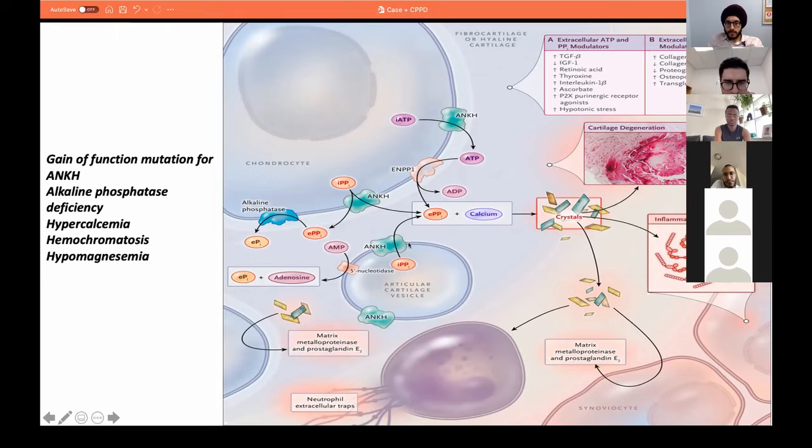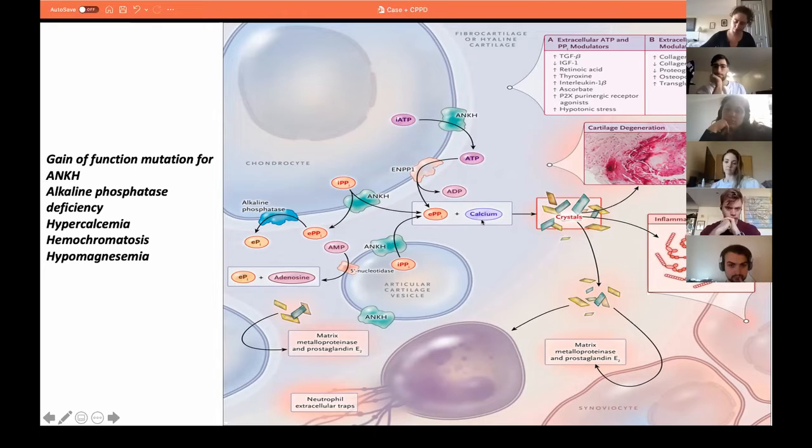Here we have the pyrophosphate, and here we have the calcium. Any change in these two can cause precipitation of crystals into the cartilage. CPPD is specifically calcification inside the cartilage. So what can elevate calcium? Hyperparathyroidism, right? CKD, among others. And what about the pyrophosphate?